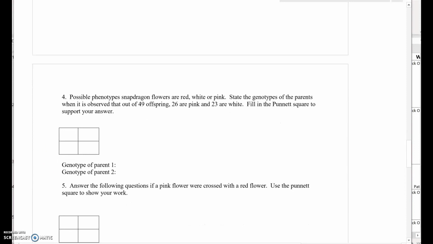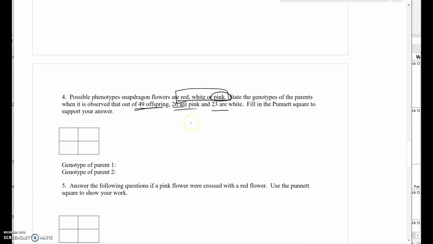So back to our snapdragons. This is another example of working backwards here. If we have red, white, and pink snapdragons, so having 3 phenotypes and one that's a blend of the two, again, indicates this is a codominant trait. So we observe the offspring. There are 49, 26 of them were pink, 23 of them were white. Now this isn't perfect, but it should look kind of like a ratio you've seen before.